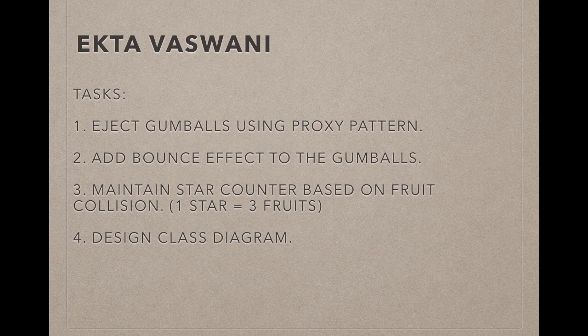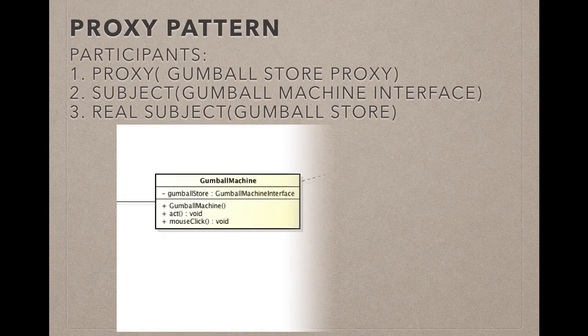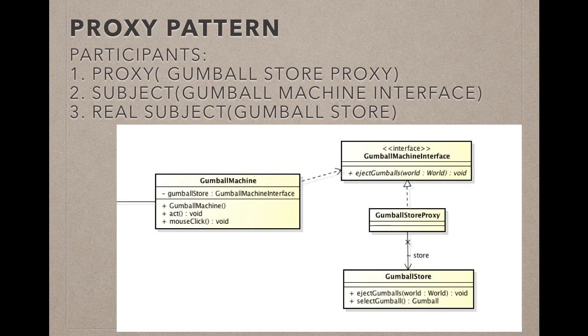Let's see how I have implemented the proxy pattern. The participants in my proxy pattern are the proxy, that is the gumball store proxy, the subject, which is the gumball machine interface, and the real subject, which is the gumball store, which will select gumballs randomly and eject the gumballs. The gumball machine will call the eject gumball method on the proxy, which will eventually call the actual eject gumball. Now the proxy will authenticate if the hungry man has actually collected the stars.